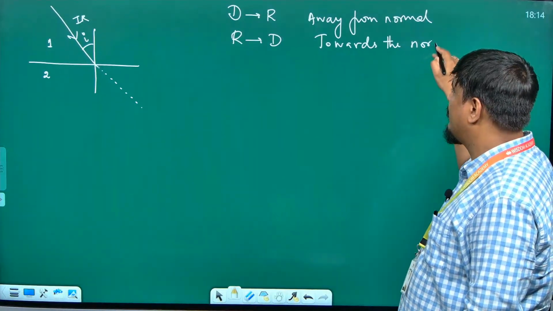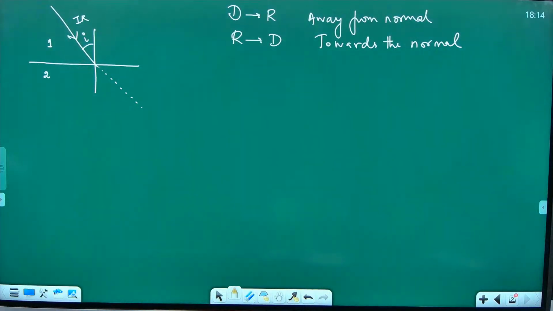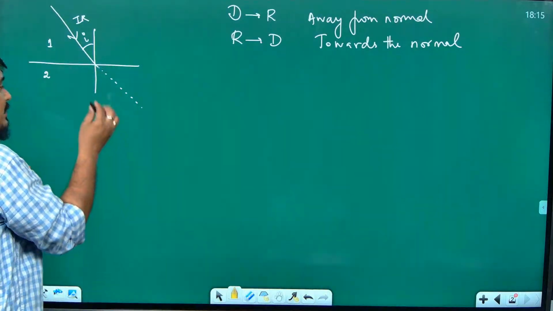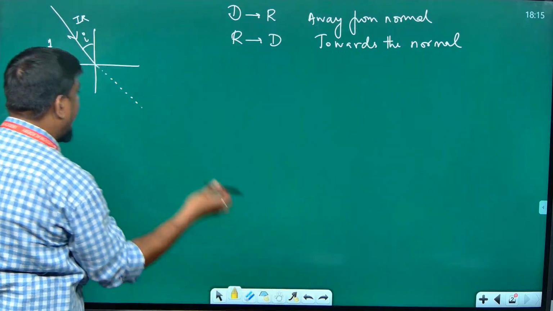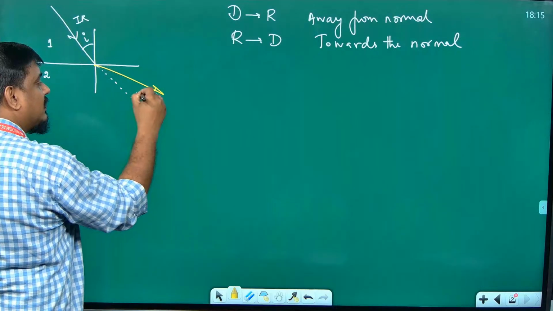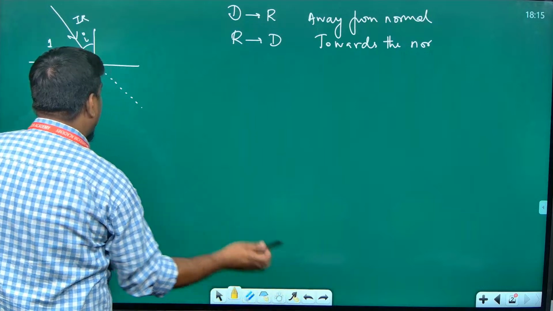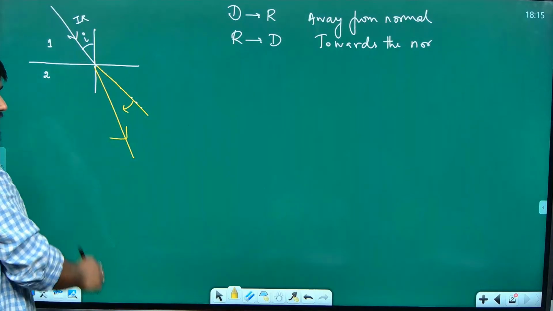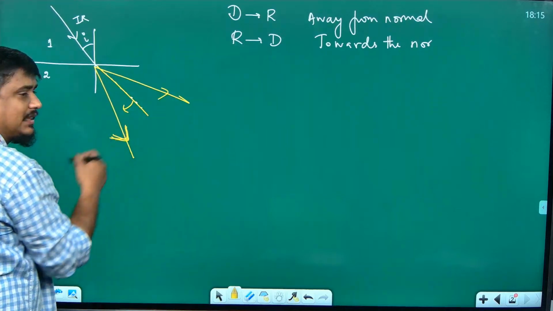So this rule you should never forget. If the light is travelling from optically denser to optically rarer medium, it always bends away from the normal. Away from normal means what? It means that light which was supposed to come like this will not come like this, rather it will take a bend away. Away means like this. It will go away from normal. And what is the meaning of towards? Towards means light which was supposed to come like this will bend towards normal, it will come like this. I hope you are getting my point. This means towards, this means away.